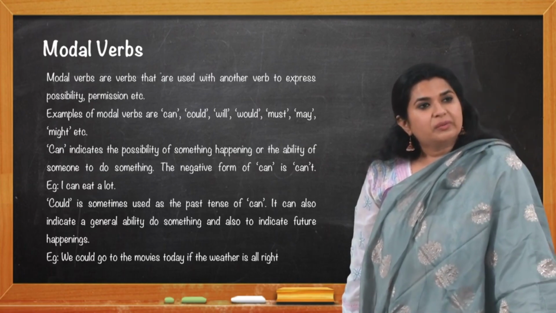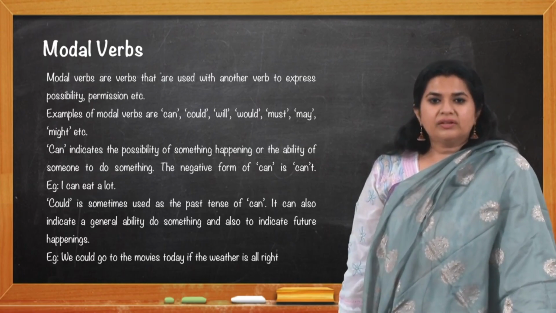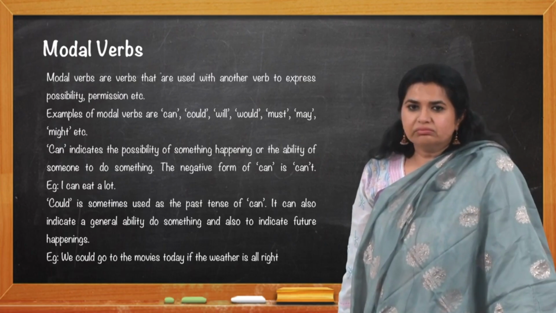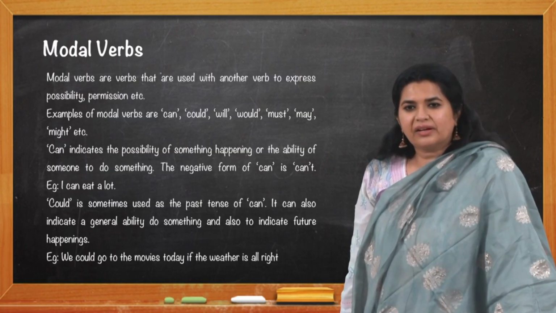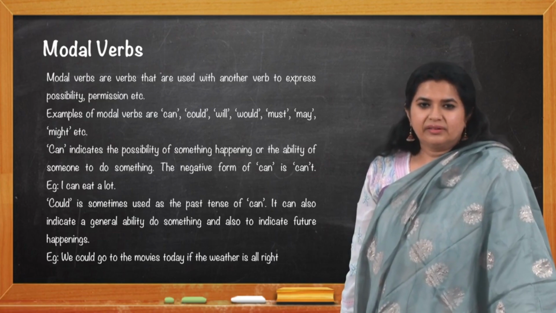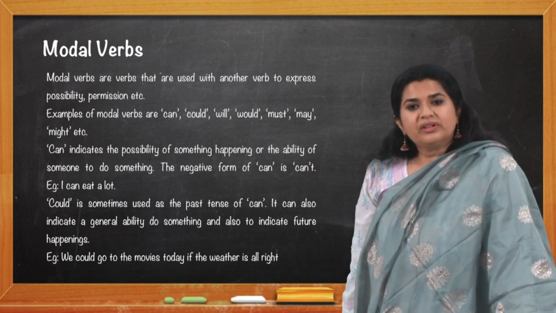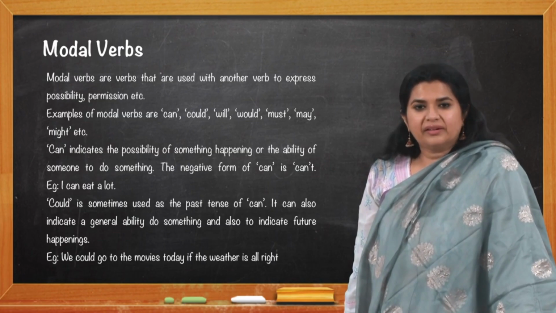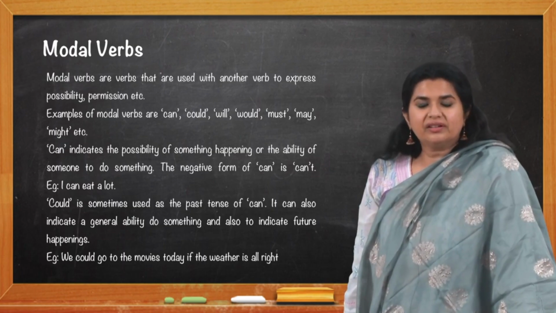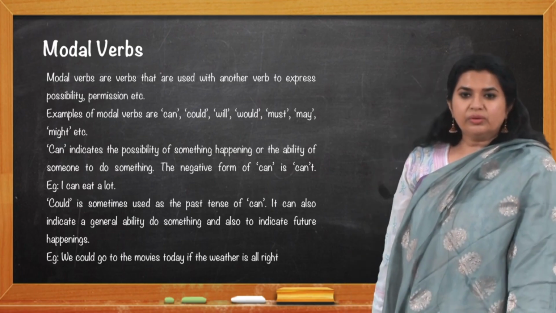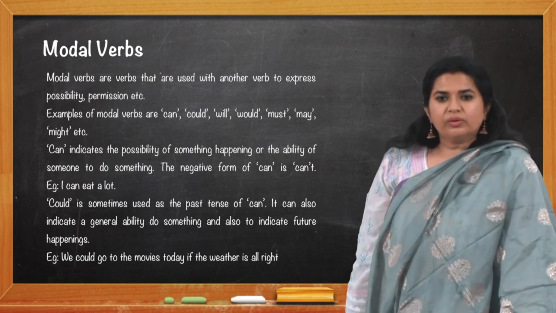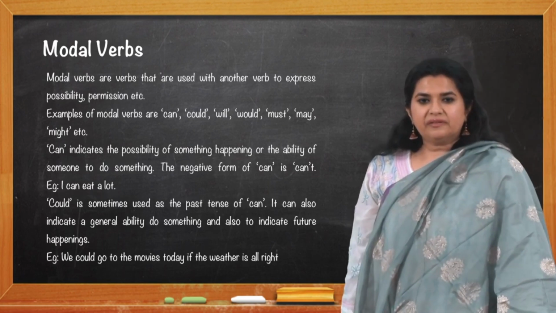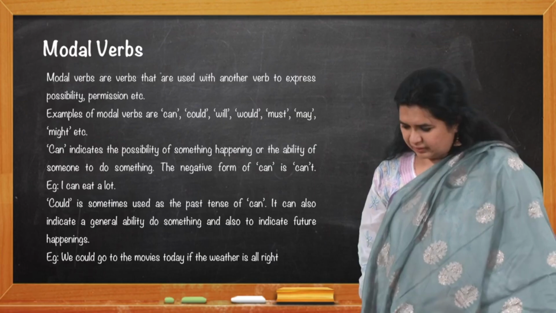Can indicates the possibility of something happening or the ability of someone to do something. The negative of can is cannot or can't. Could is sometimes used as a past tense of can. It can also indicate a general ability to do something and also to indicate future happenings. We could go to the movies today if the weather is all right.